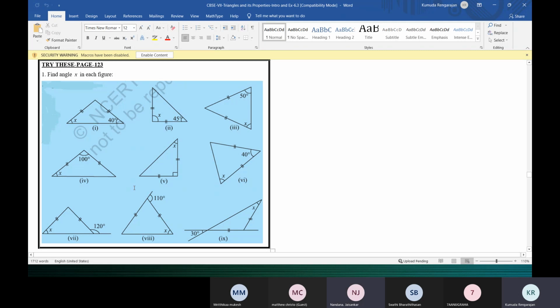Okay, ma'am. 90 plus 2x is equal to 180. 2x is equal to 180 minus 90, which is 90 degree, ma'am. X is equal to 90 divided by 2. Ma'am, 45 degree. X is equal to 45 degrees. Okay. That's right, Nandana. Thank you.